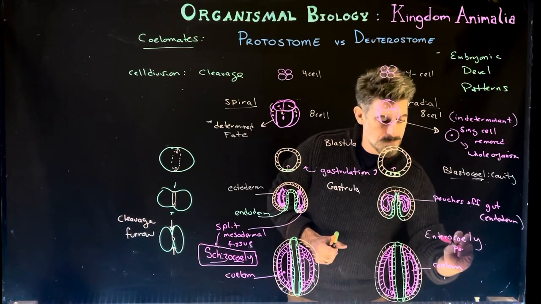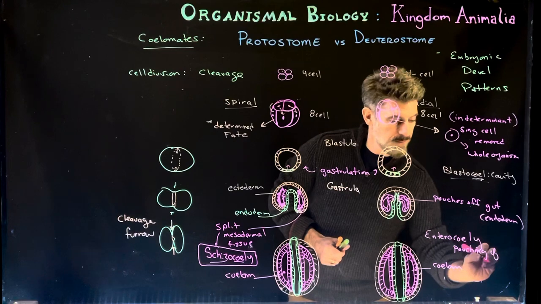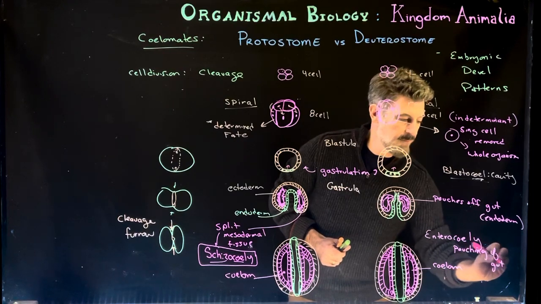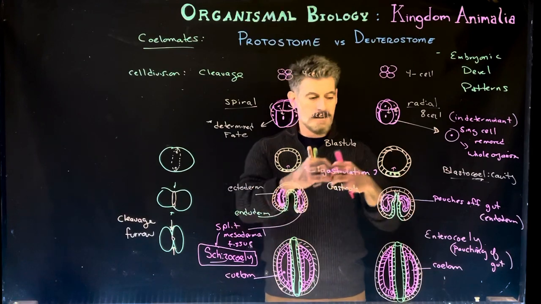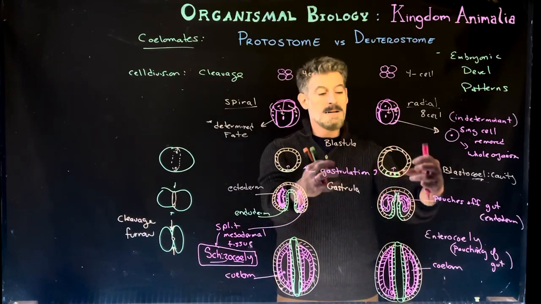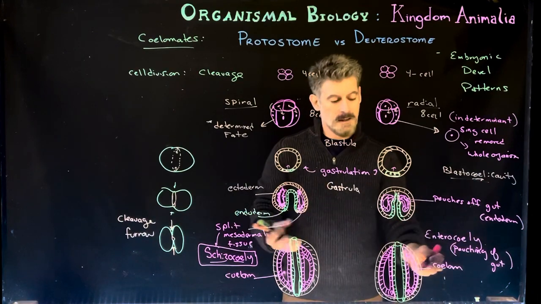Which is this pouching of the, we'll just simplify it and just call it the gut. So when the gut tissue starts to develop, there's a pouching of the gut, like these little extensions pull off it. And as they do, they continue to develop, they differentiate, and then they become the mesodermal tissue.